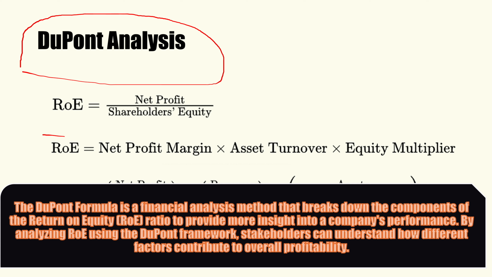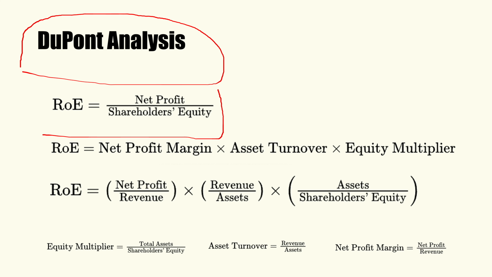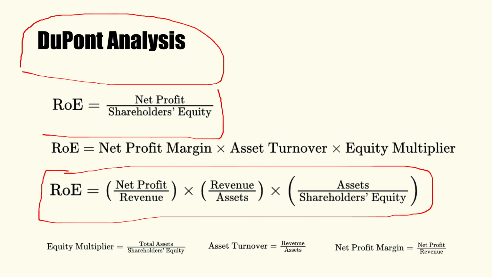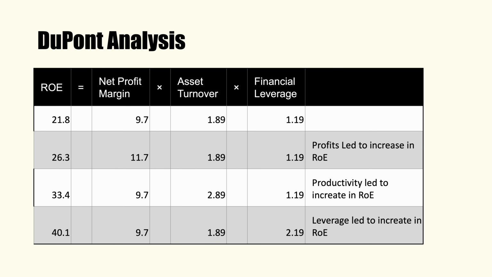So ROE, we saw earlier, is the ratio of net profit to shareholders' equity. It can also be written in an expanded form like this. And here, if you cancel out revenue with this revenue, assets with this assets, then you will be left with net profit to shareholders' equity, meaning this. So now what we have done is segregate ROE into three components, which are net profit margin for profitability, asset turnover for productivity, and equity multiplier for leverage. Now, why is this distinction of components very important? Let's see it with an example.